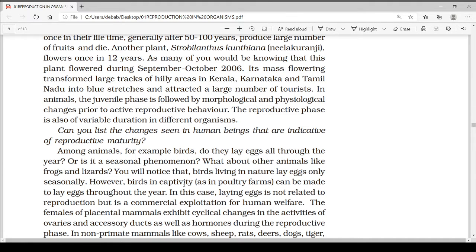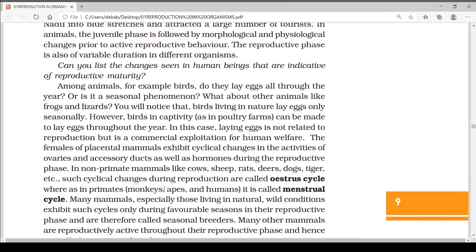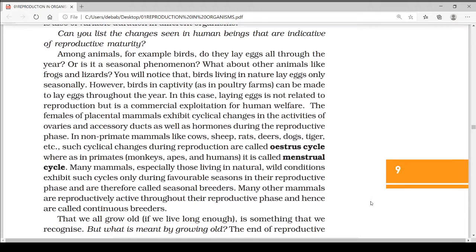However, birds in captivity, like in poultry farms, can be made to lay eggs throughout the year. In this case, laying eggs is not related to natural reproduction, but it is a commercial exploitation for human welfare. For our human need, we exploit these resources in poultry farms to get more eggs and fulfill the human demand.